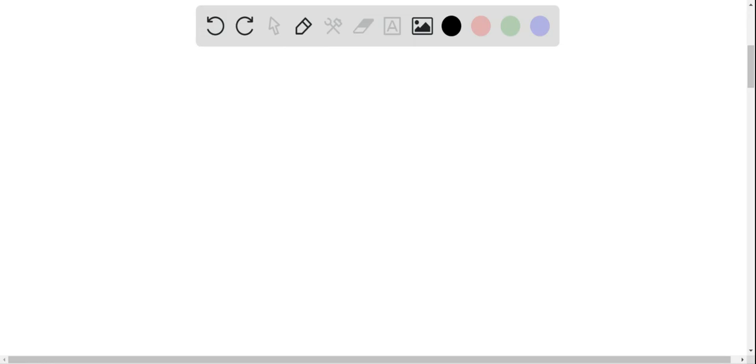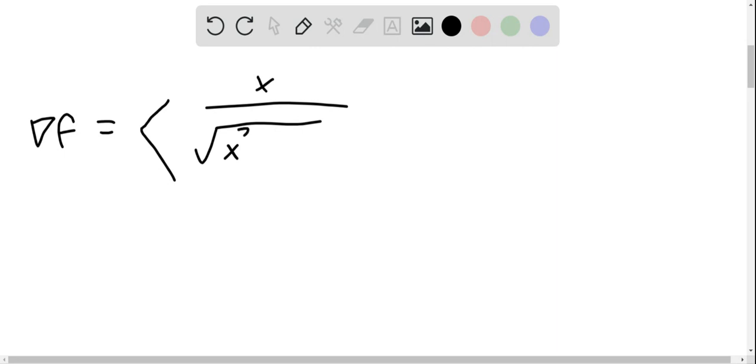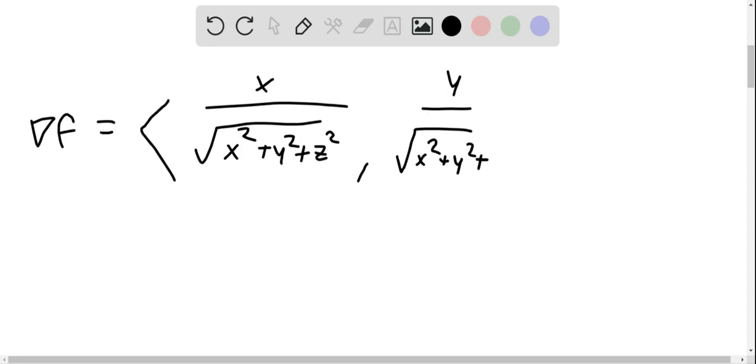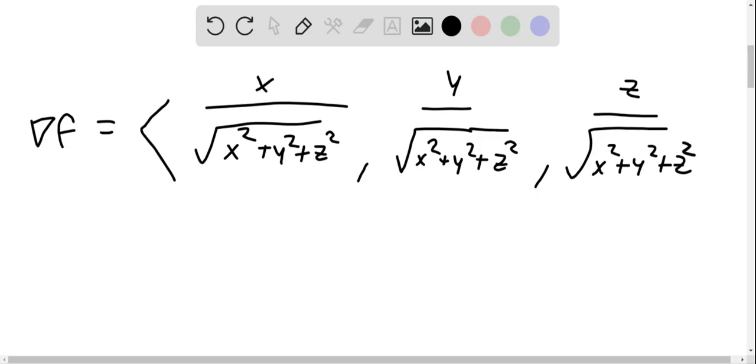And we've done that enough for this specific square root function to know that grad f is just x divided by the magnitude, y divided by the magnitude, and then z divided by the magnitude. So now we're just going to calculate the divergence of this.